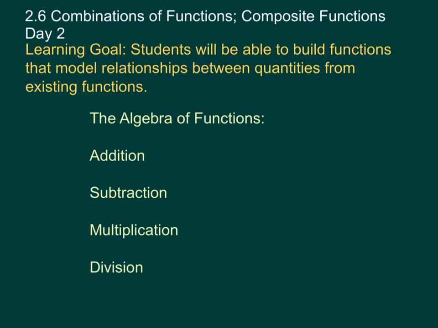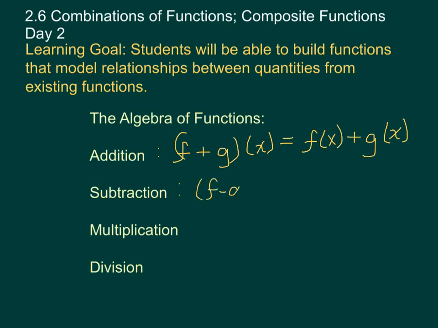And just to let you know, when they have you do addition, it can look like this, which means you're going to take f of x and add g of x. So you're going to be combining like terms if you can. Subtraction is similar. So you're going to take f of x and subtract g of x, combining like terms if you can.